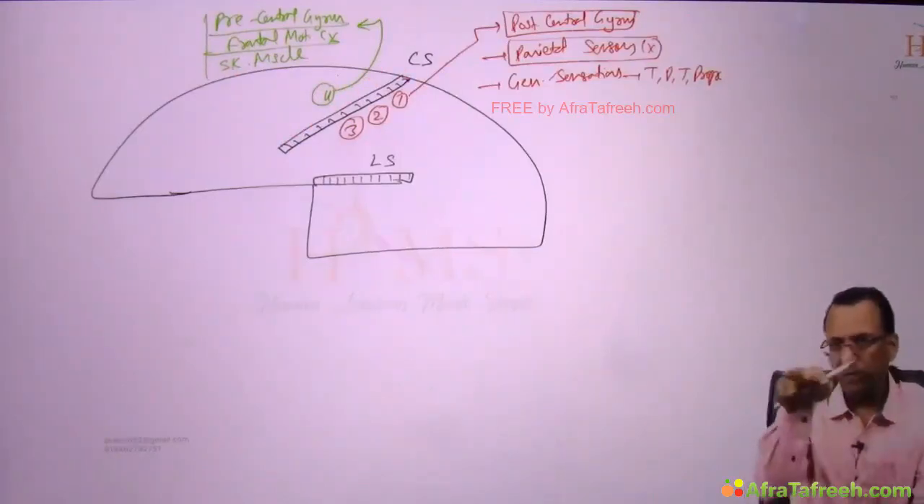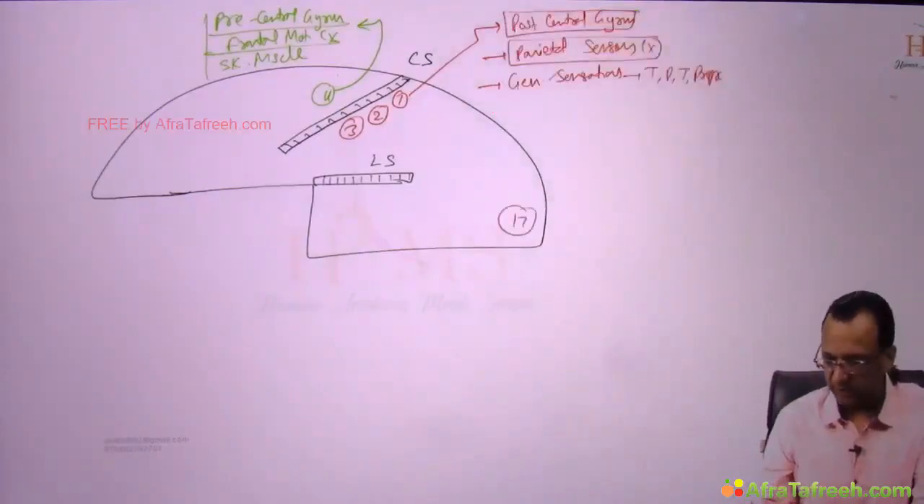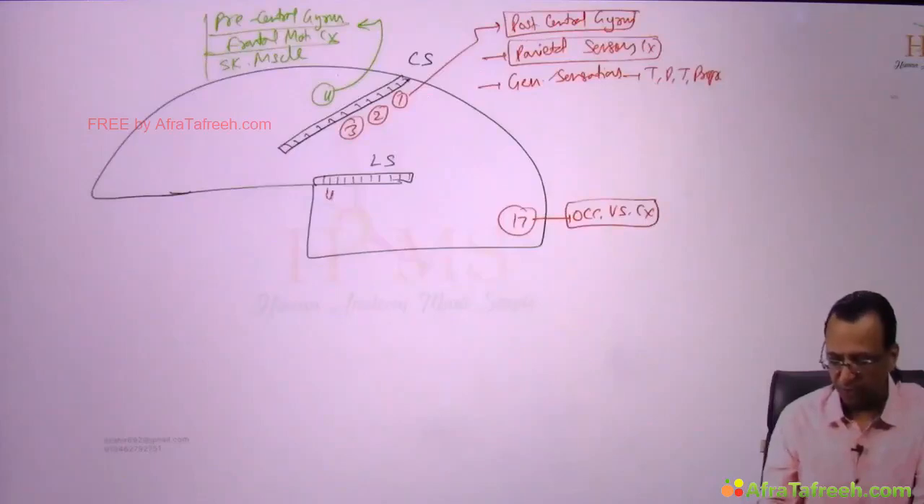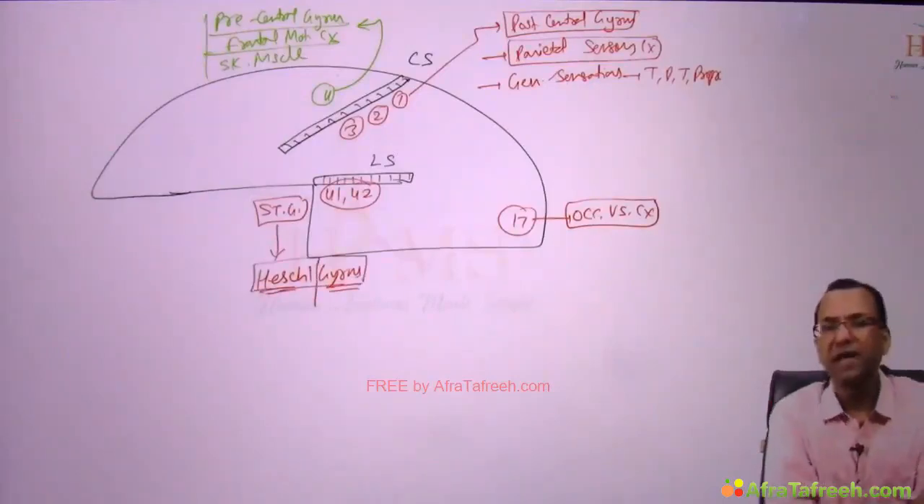Then what about the vision? Where is the vision coming? Vision will come to area number 17, and as you're talking about area number 17, that will be the occipital visual cortex, whereas the 41, 42 is the superior temporal gyrus. It is also called Heschl's gyrus. Heschl's gyrus. One of the JIPMER questions asked about Heschl's gyrus.